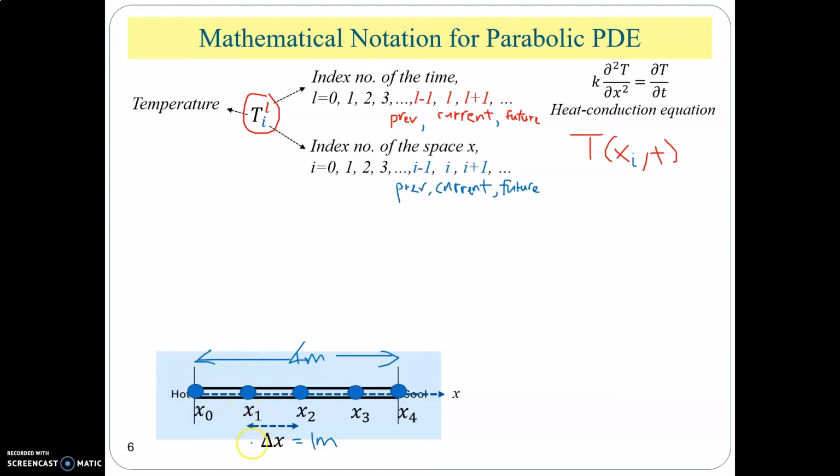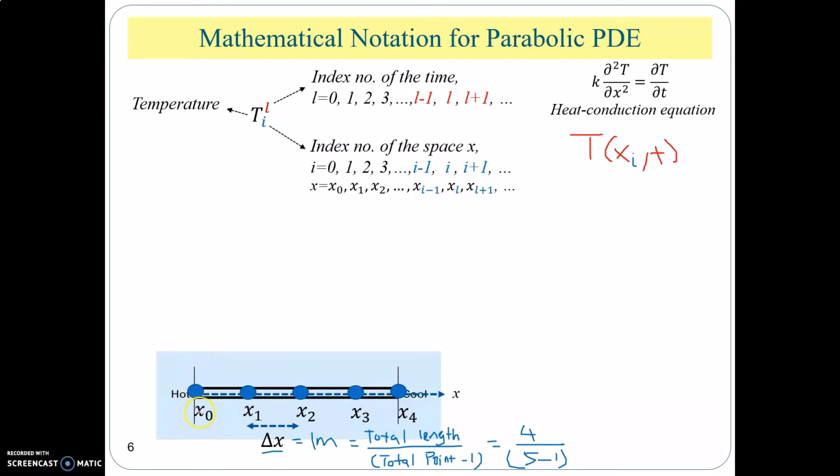And you can find the step size delta x to be equal to 1 meter, which can be found by using this formula, where your total length is 4 meter, total number of points is 5, minus 1 here, so with that you obtain 1 meter. Therefore, we know that your location for x0 is equal to 0 meter here, x1 is 1 meter, x2 is 2 meter, x3 is 3 meter, and lastly your x4 is 4 meter here.